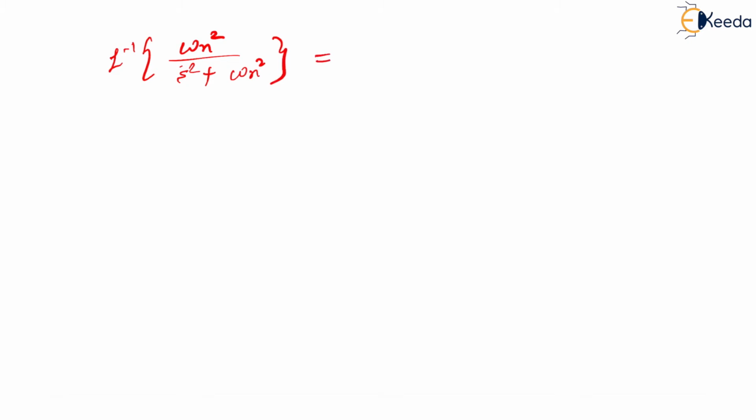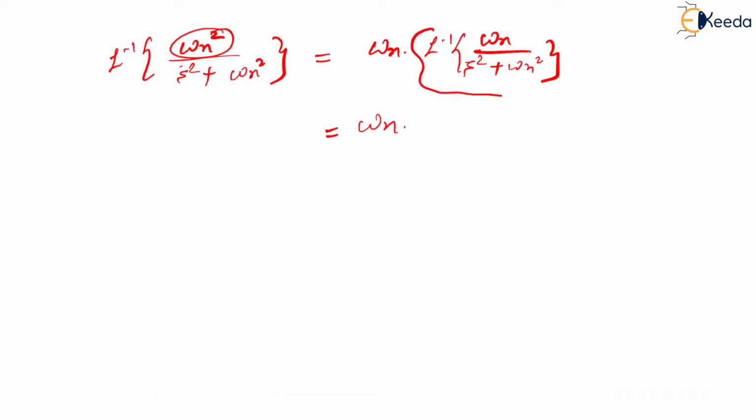If I bring one omega n out from this numerator, I will get omega n into Laplace inverse of omega n upon s squared plus omega n squared. Is that correct? If you see, it is going to resemble something called sine omega t, or not? Yes. So this Laplace inverse of omega n upon s squared plus omega n squared is nothing but equal to sine of omega n t. Is that correct? Sine of omega n into t.